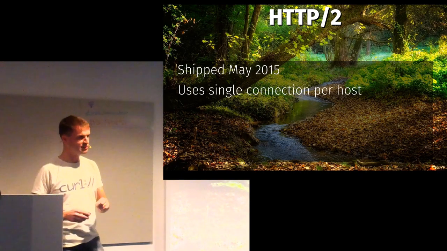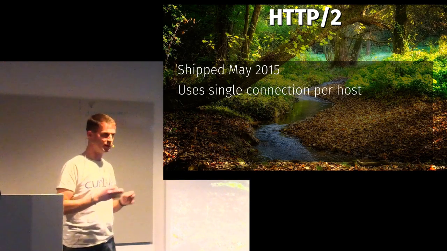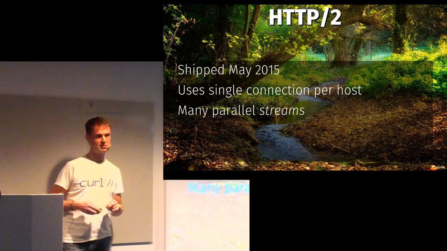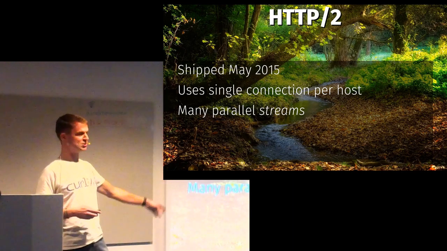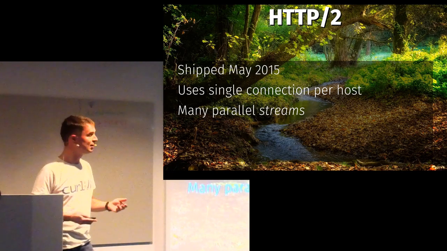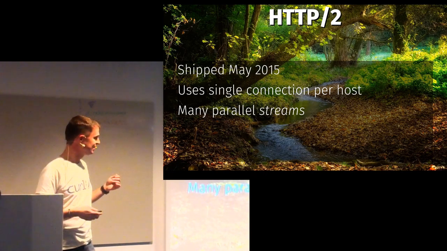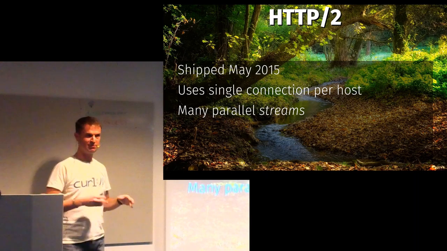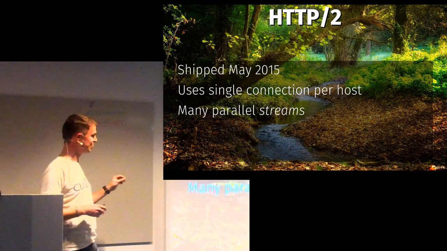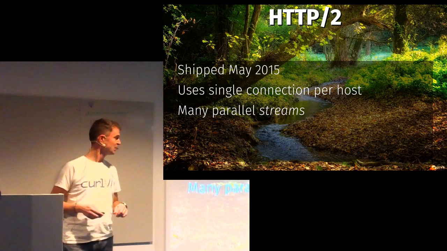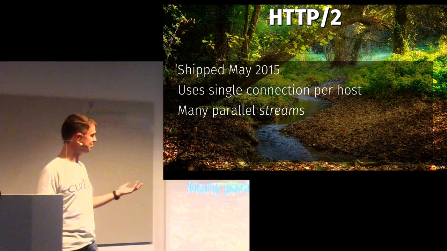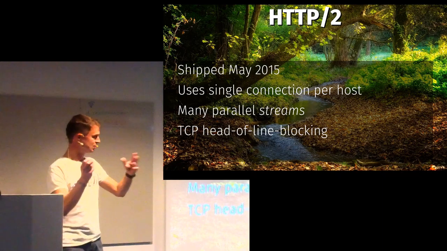So now we can use one single TCP connection for one host, and we just send a lot of parallel streams. That's why it's a stream of the image behind. So there are a lot of parallel streams over this physical connection. Typically the default is 100, and for some reason almost the entire internet uses 100 as the maximum number of streams. But yeah, you can do 100 parallel streams. That's really fancy, so you can get all those images in parallel.